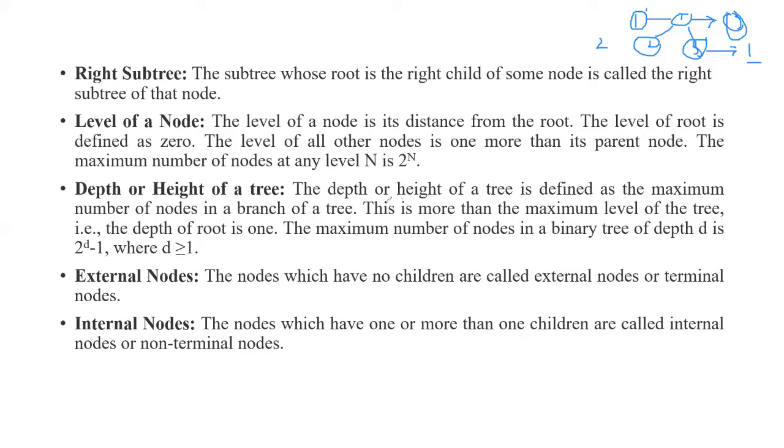Next, external nodes. The nodes which have no children are called external nodes, terminal nodes, or leaf nodes. Internal nodes are nodes which have one or more children. That is 1, 2, 3. So this 2 is your internal node, 3 is your leaf node or terminal node, and this 1 is your root node.